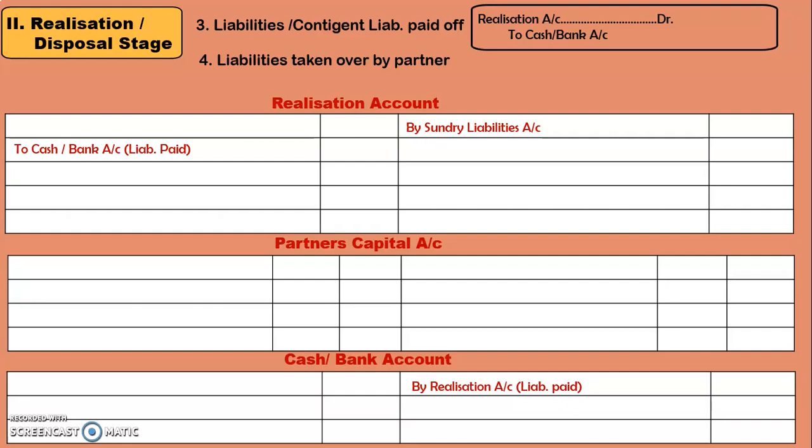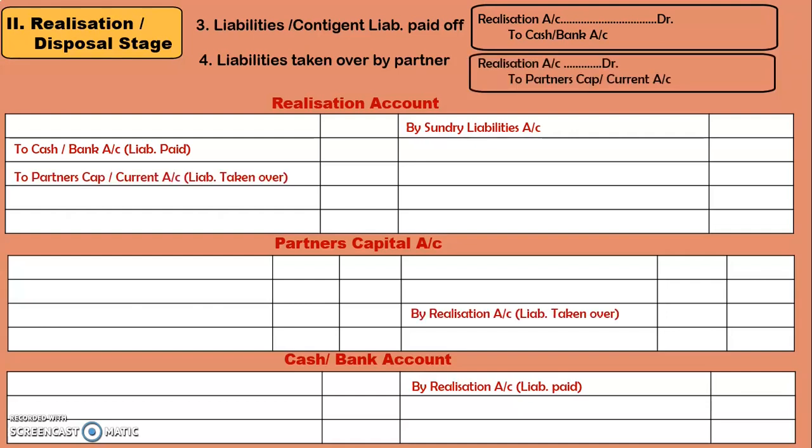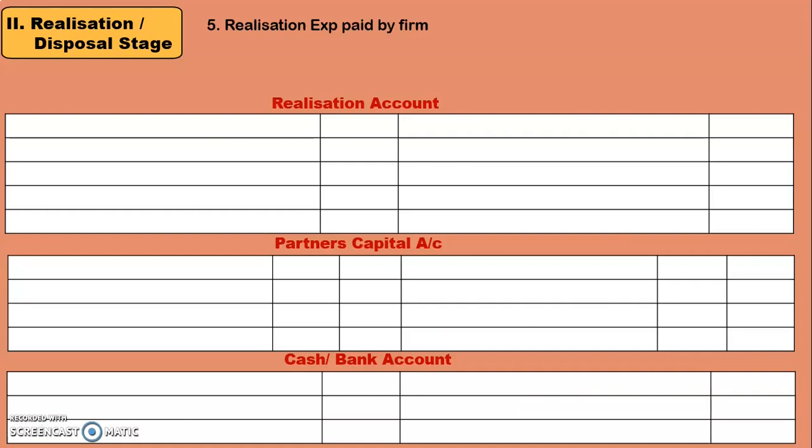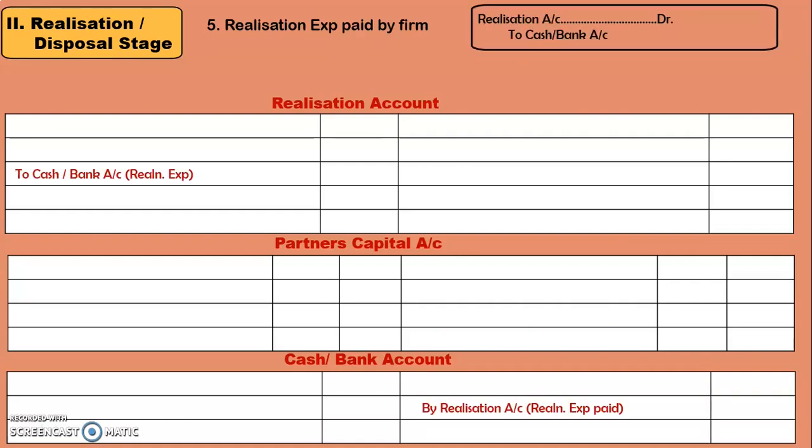And if any partner decides to take over the liability and pay off the liability, then the partner's capital account will be credited. So here again you see, during the transfer stage, the liabilities were transferred to the credit side of realization account, and now when the liabilities are paid off or taken over by partners, we have to debit realization account. Then the realization expenses, if paid by the firm, realization account debit to cash or bank. So on the debit side of realization account, we write to cash or bank realization expenses, and on the credit side of cash or bank account we show by realization account.